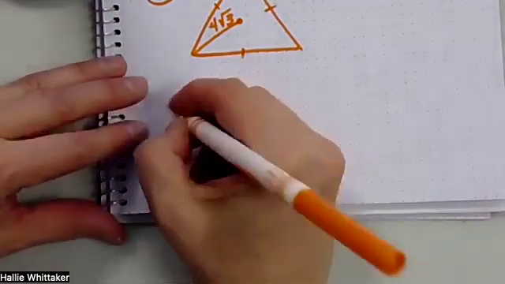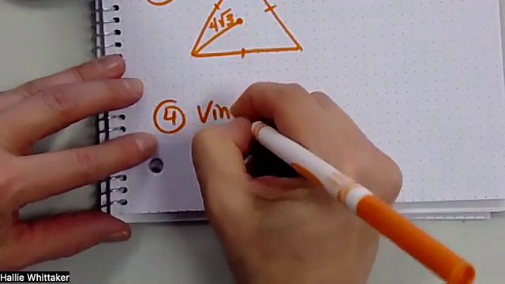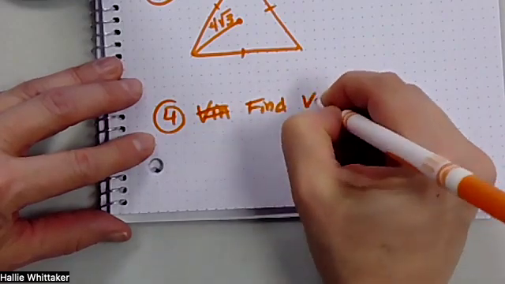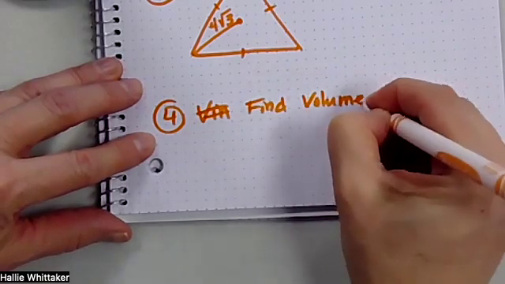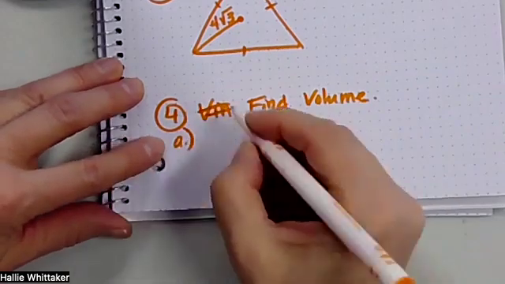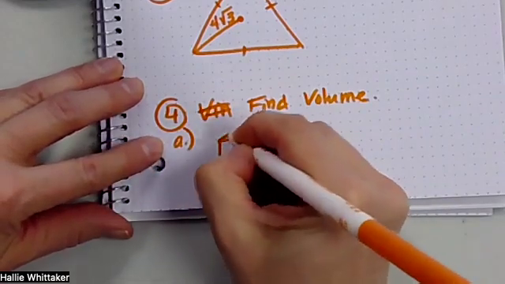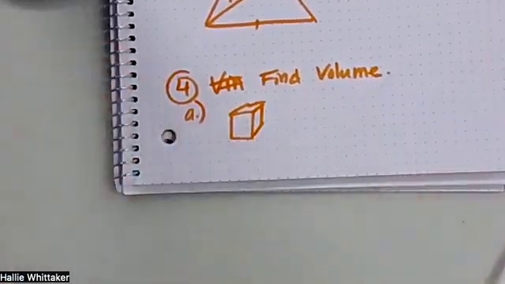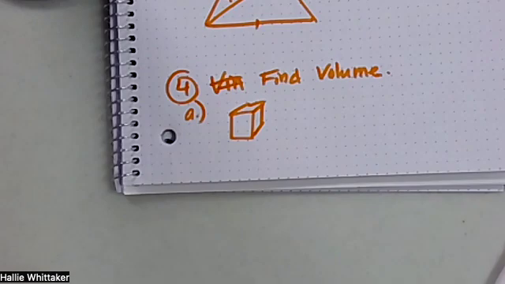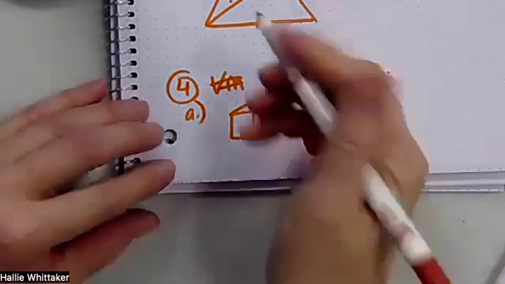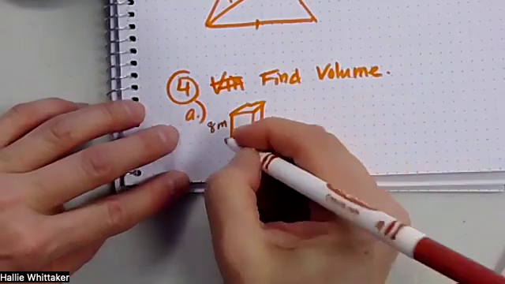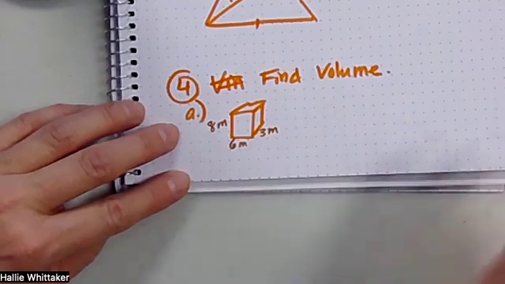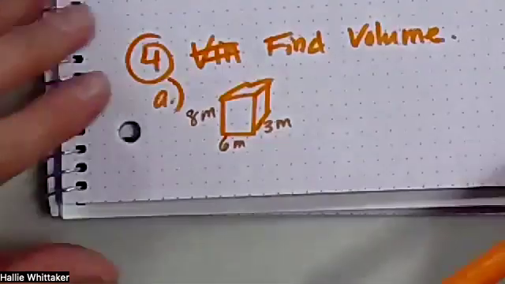And then last one. Find the volume. A is going to be this box type figure. This side is 8 meters, this side is 6 meters, and this one is 3 meters. We'll zoom in so you can see that.